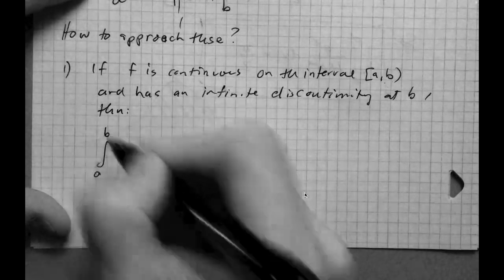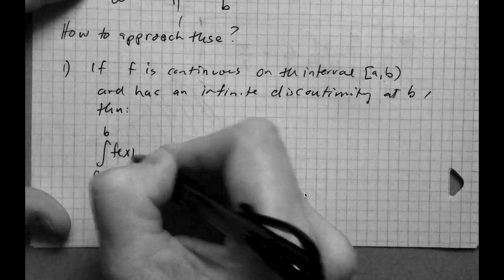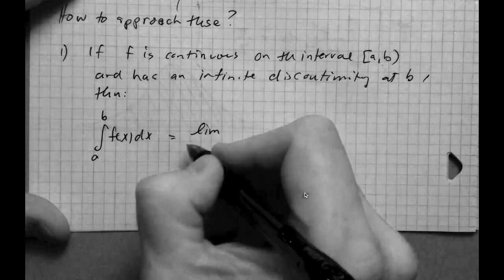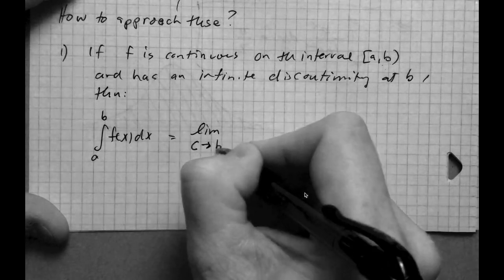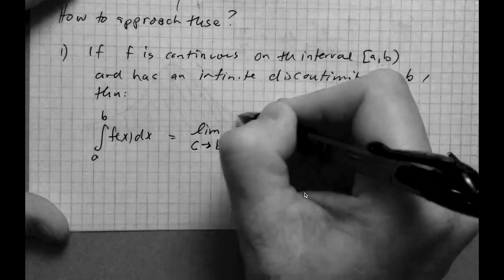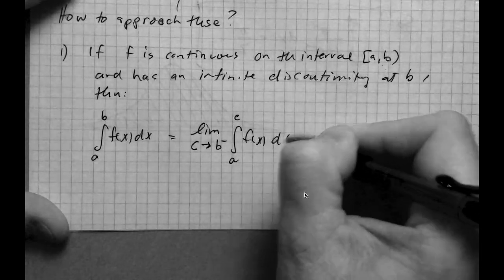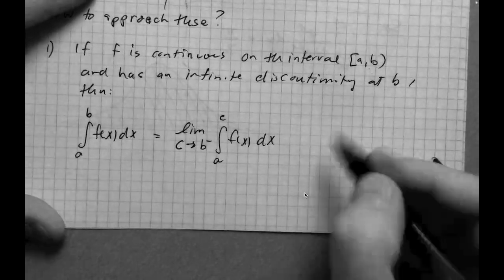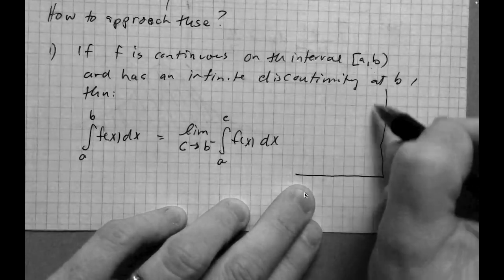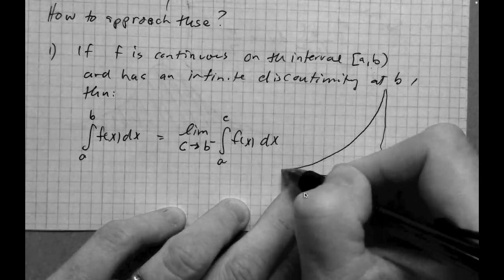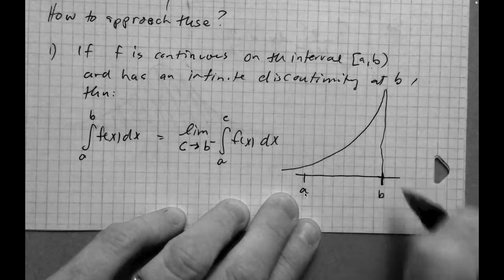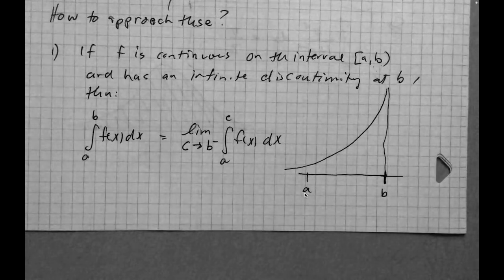The integral from a to b of f of x dx, we're going to say that's equal to the limit as c approaches b from the left of the integral from a up to c of f of x dx. Okay, so think about it like this. Here's the picture. We've got asymptotic behavior. Here's your A, and the function has a vertical asymptote at B.